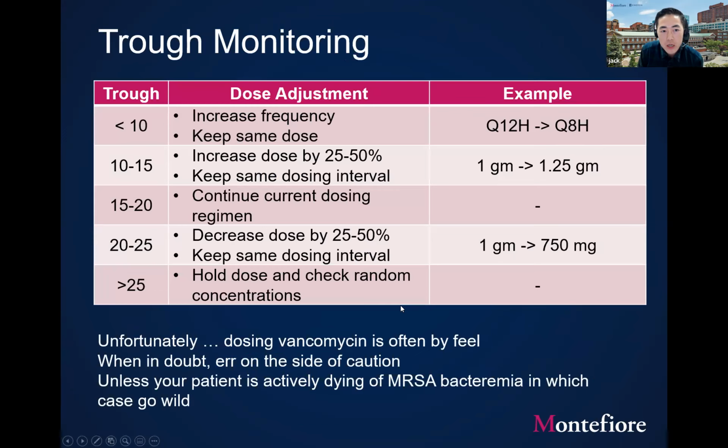And trough monitoring, I have this table here, but honestly, a lot of it is by feel. So for example, if you get the trough back and it's less than 10, you can increase the frequency and keep the same dose, so going from like Q12 to Q8. If they're 15 to 20, you can increase the dose slightly. So on and so forth. But again, like I said, it's often by feel, and you'll experience it once you dose more patients on vanco. But I would say when in doubt, err on the side of caution. For the most part, a lot of vanco is empiric, and there's no need to be super aggressive unless your patient is actively dying of MRSA bacteremia, in which case you can go wild.